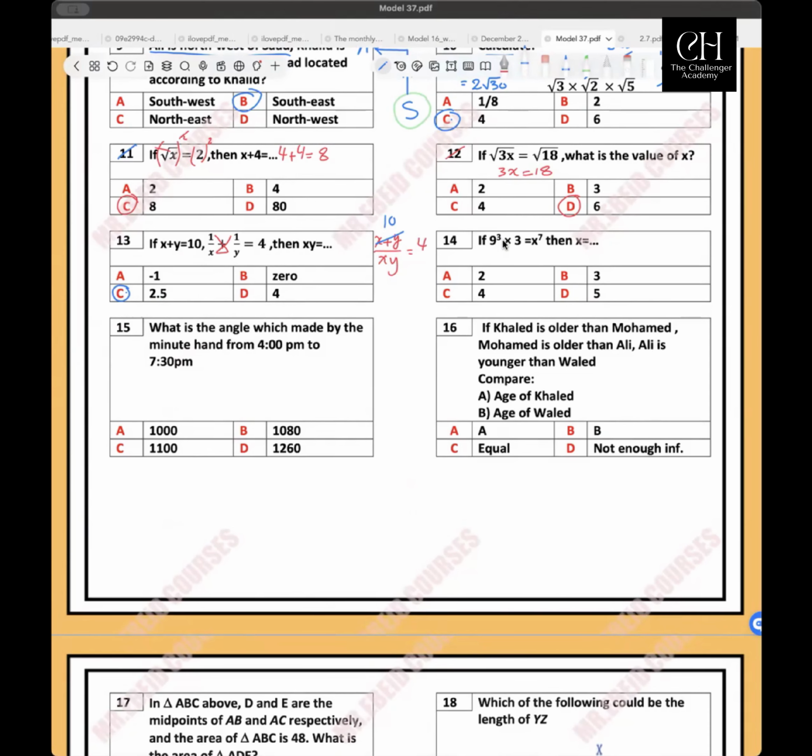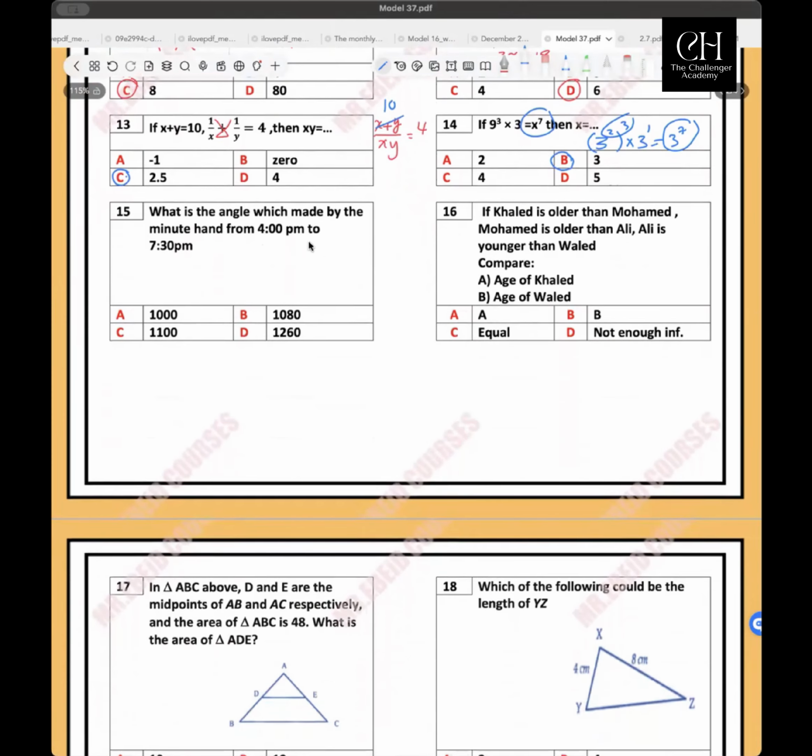If 9 power 3 times 3 equals x power 7, then x equals what? In this question, you can write 9 as 3 squared. So this is 3 squared raised to the power of 3, times 3. You can multiply both exponents, so it's 2 times 3, which equals 6, plus 1, so this is 3 power 7. Compare the left-hand side and the right-hand side. It means x equals 3. The answer is 2.